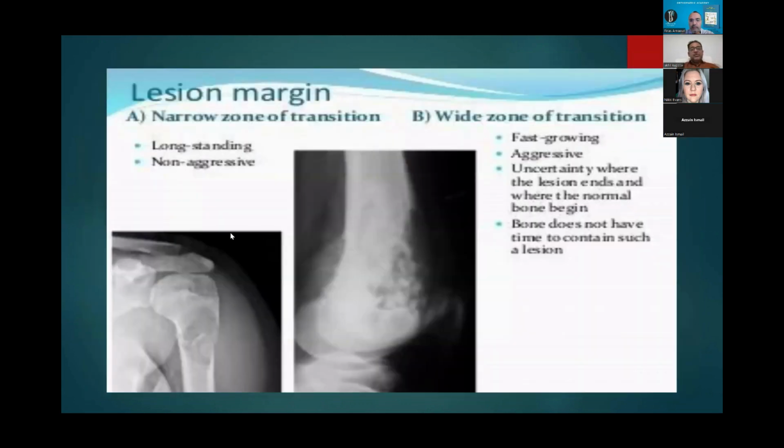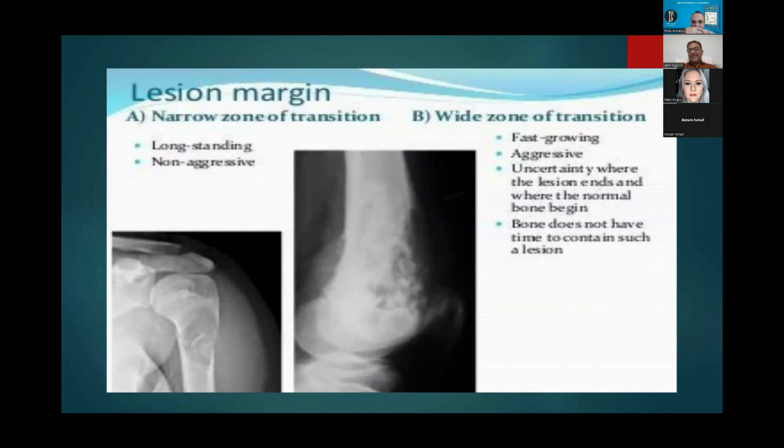Second thing we need to see is what is the margin, what is the zone of transition of the borders of this lesion? Can you very clearly define the zone of transition? Okay, so from a lytic lesion, the normal bone suddenly appears. That means there is a narrow zone of transition. That means a well-defined lesion and it's likely to be benign. However, on the right picture, the lesion is not so well defined and it is likely to be more aggressive and it has a wide zone of transition.